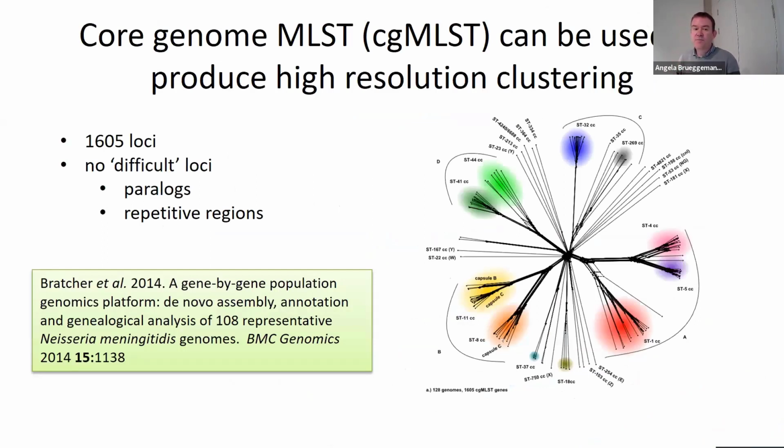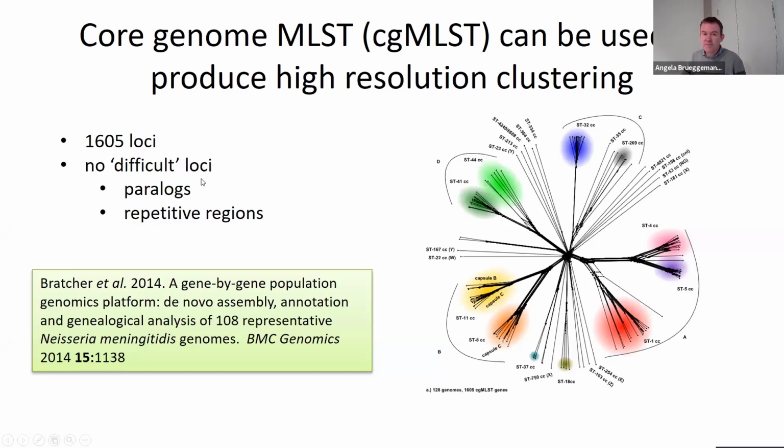And so, as we know, we have core genome MLST schemes for different organisms. I'm not sure where we are with the strep pneumo one. It's coming though, isn't it, at some point? But we first did it with Neisseria meningitidis. Holly Bratcher developed that. This is a scheme for 1,600 odd loci. And there are various schemes for other organisms.